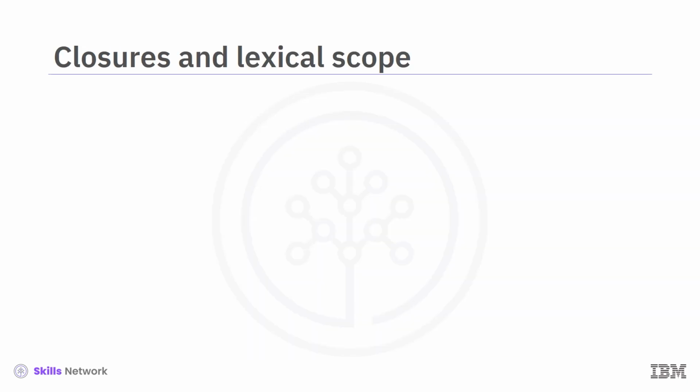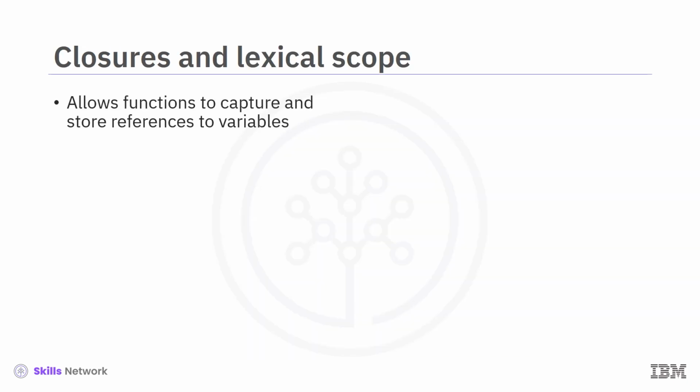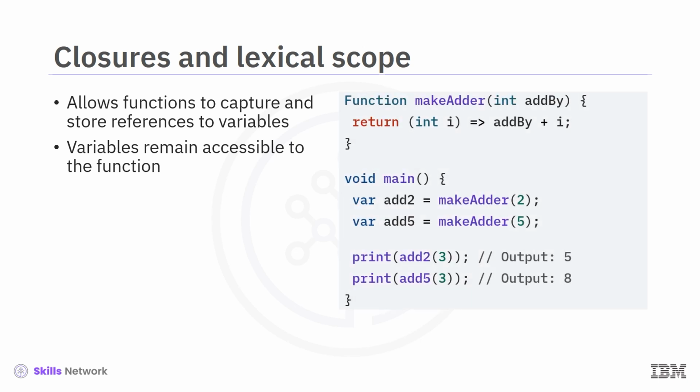Closures are a powerful feature in Dart that allows functions to capture and store references to variables in their surrounding scope, also known as the lexical scope, even after the scope in which the variables were declared has finished executing. The variables remain accessible to the function. Let's break this down with an example.